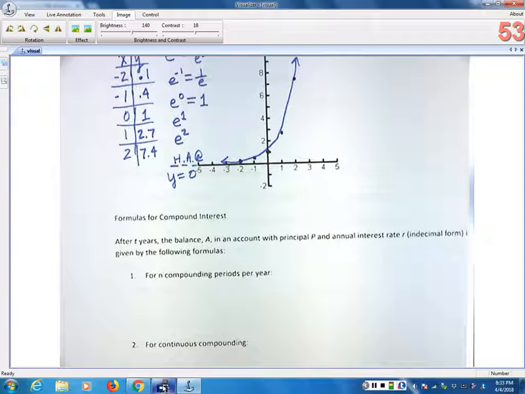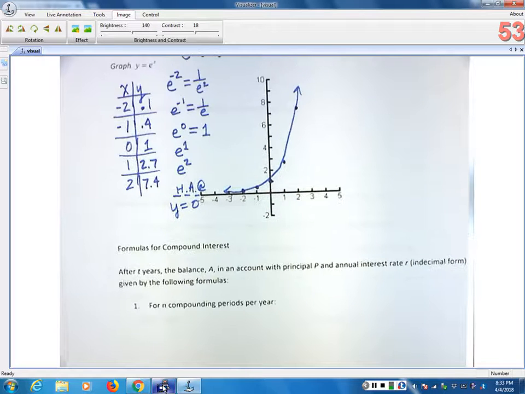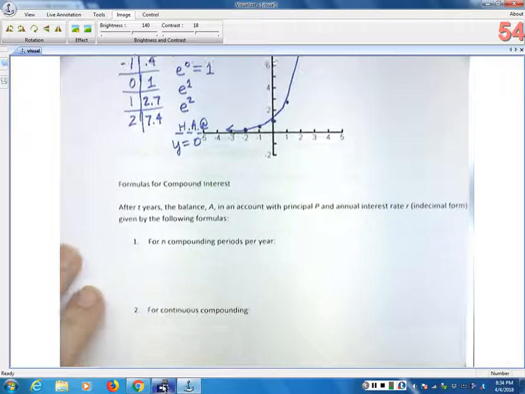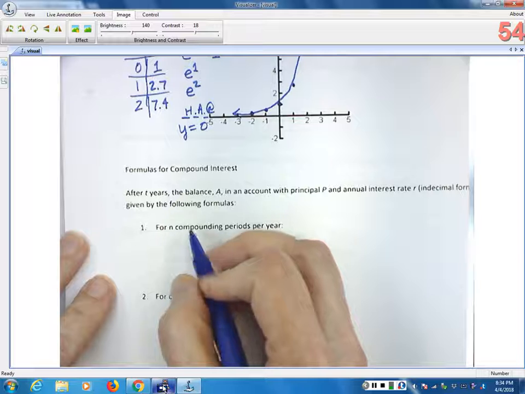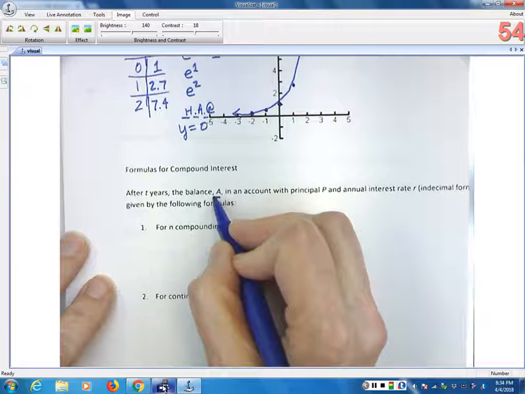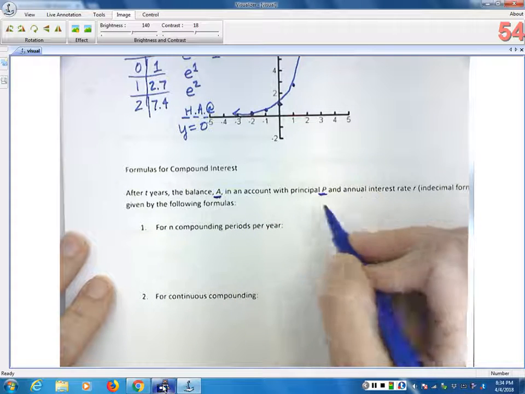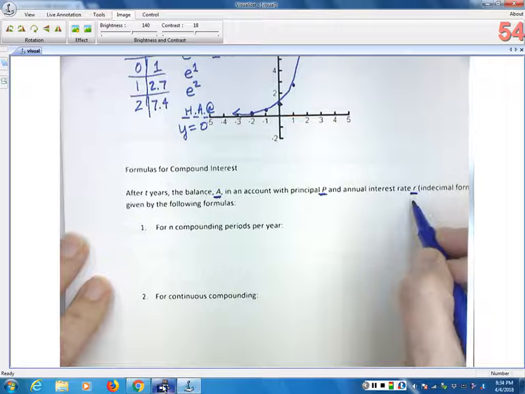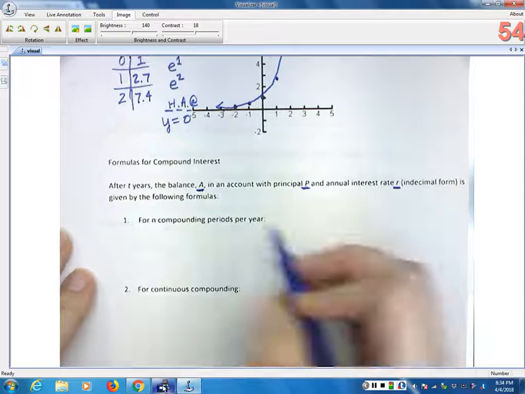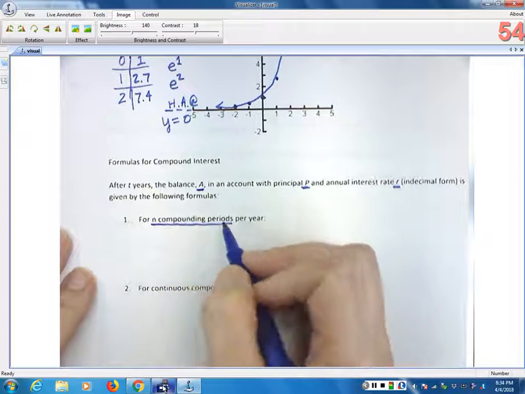All right, so that is the function e. Now, where in the world do we ever use this? Does anybody know anything about money and compounding interest? We use exponential functions when we're compounding interest. So if we've got an account balance, the balance A with the principal P, annual interest rate R in decimal form, is given for n compounding periods per year.